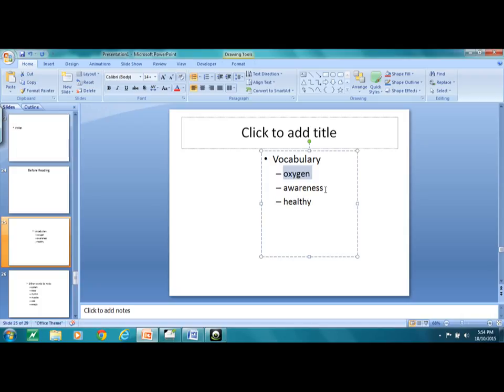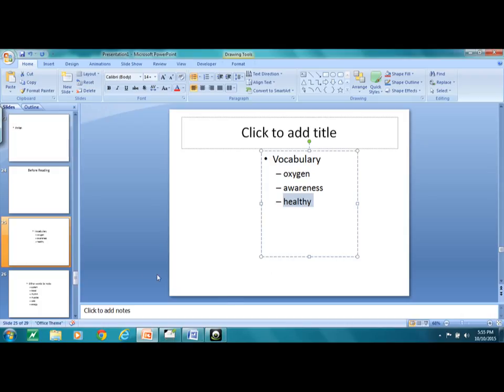The next word, awareness. The word is awareness. I have awareness of something when I realize it is happening. Having an awareness of my mistakes helps me learn from them. The next word, healthy. Healthy means to be well or without illness. To stay healthy, I eat right and exercise.